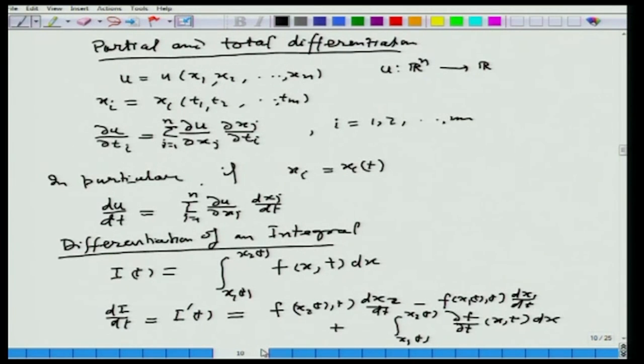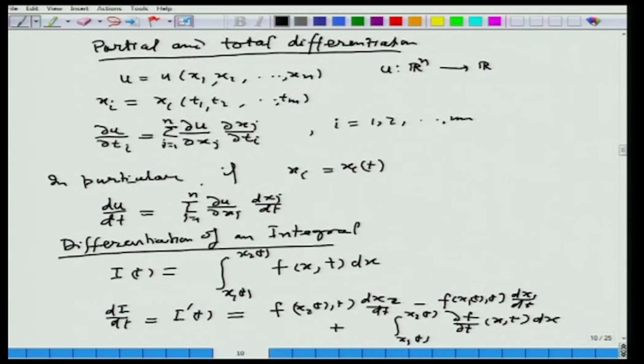Then we consider partial and total differentiation of a function of several variables. In the first case, u is a function of n variables x1, x2, ..., xn, so it is a function from Rn to R such that the first order partial derivatives exist with respect to its variables, and then the xi's are in turn functions of several variables t1, t2, ..., tm. Then the partial derivative del u over del ti can be defined like this. And in particular, if the xi's are functions of only a single variable, then this partial derivative with respect to t reduces to the ordinary derivative du by dt in the following manner.